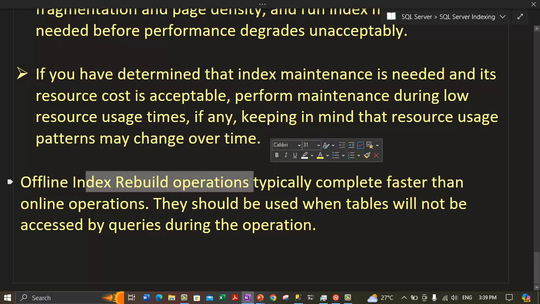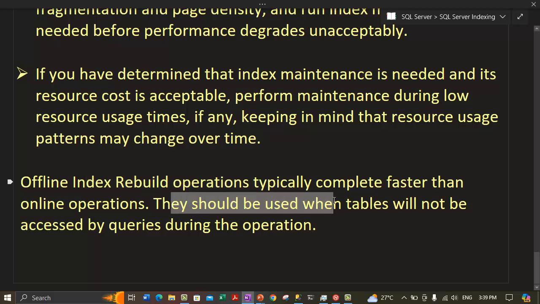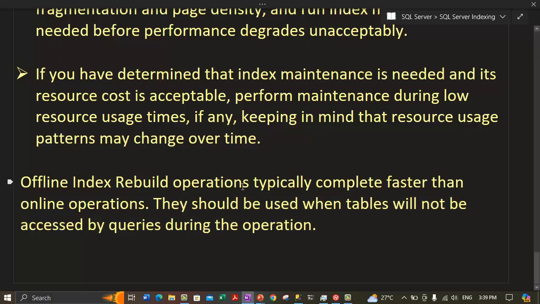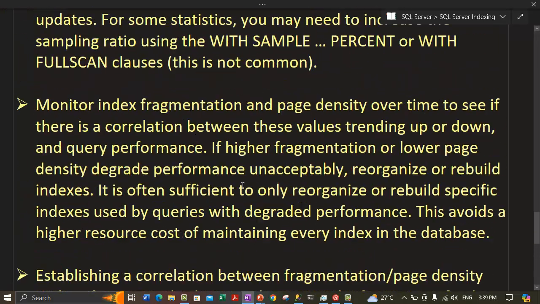But the difference is that the offline index rebuild operation completes faster in comparison to the online index rebuild operation. And these operations should be used when tables will not be accessed by the queries during the operation. That is what we meant by the off-peak hours, when users are not using your tables, that is, after the business hours. You should try performing the offline index rebuild or online index rebuild. It's up to you. And we are done with this topic, guys.